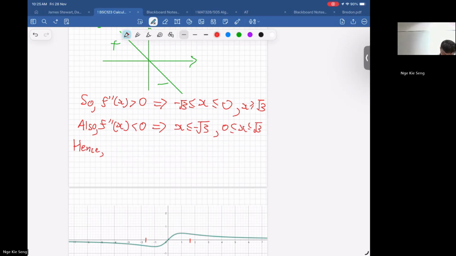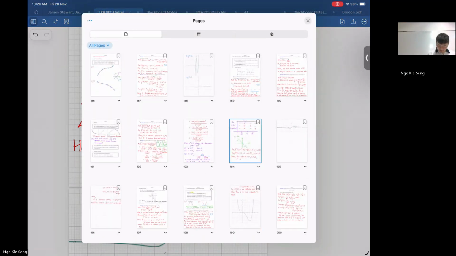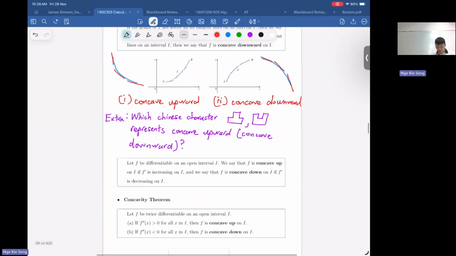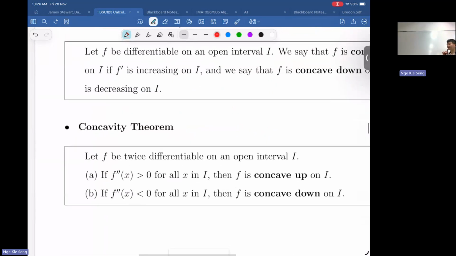Hence, for x between 0 and square root 3, f is... when the second derivative is greater than 0, is it concave up or concave down? When the second derivative is greater than 0, is it concave down? You sure? Wait, let's check. Okay, when the second derivative is greater than 0, it is concave up.